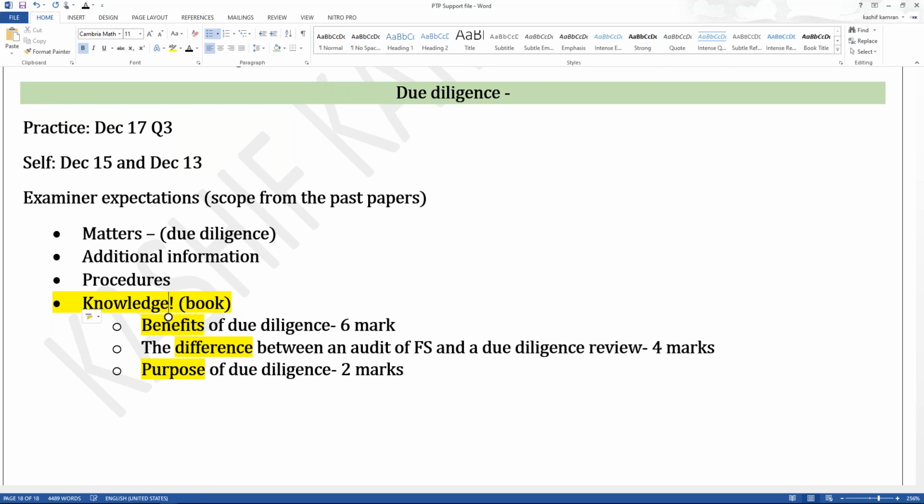Now, lots of things are application. Matters is an application. You cannot have a rote learning of matters. Additional information is a conceptual area which needs to be applied to a case study. Procedures is to be applied to a case study. So lots of things in due diligence come from the case, and few things come from the book. So I hope that will help you determine the scope of due diligence from the past paper.